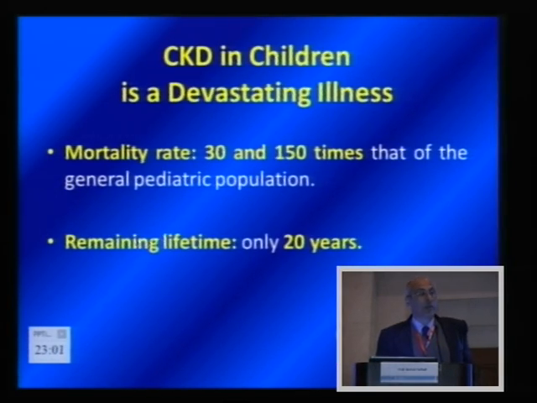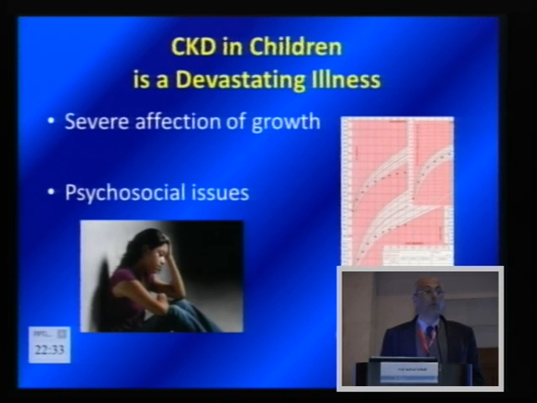I'm sure you all know, and we in pediatrics know very well, that chronic kidney disease is a very devastating illness, and the mortality rate is 30 to 150 times that of the general pediatric population. When a patient is diagnosed with end-stage renal disease, the remaining lifetime may only be up to 20 years. More specific aspects of chronic kidney disease in children include severe affection of growth, especially in developing countries. We have a very big problem maintaining the growth potential of these children who have chronic kidney disease of any stage. In addition, there are massive psychological issues and difficulties in dealing with these patients.